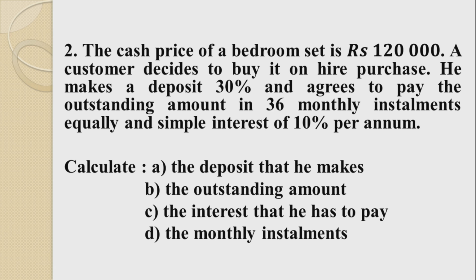Exercise 2. The cash price of a bedroom set is 120,000 rupees. A customer decides to buy it on hire purchase. He makes a deposit of 30% and agrees to pay the outstanding amount in 36 equal monthly installments and simple interest of 10% per annum. Calculate the deposit that he makes, the outstanding amount, the interest that he has to pay, and finally the monthly installments.